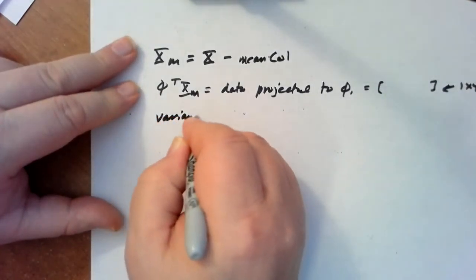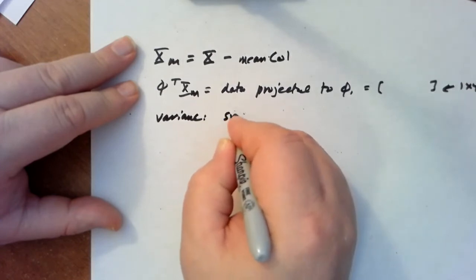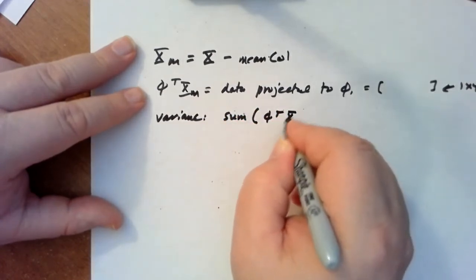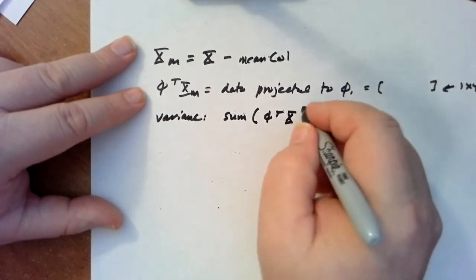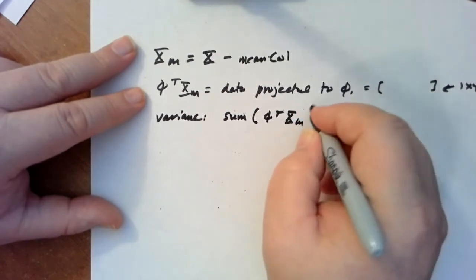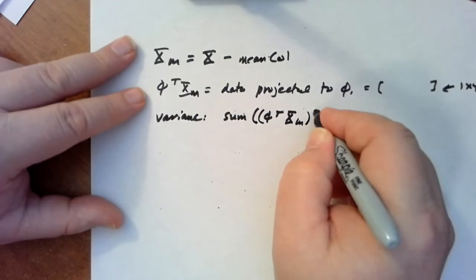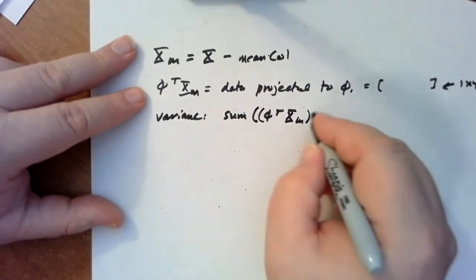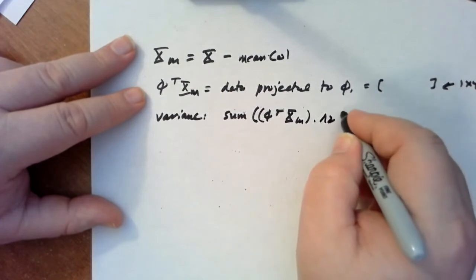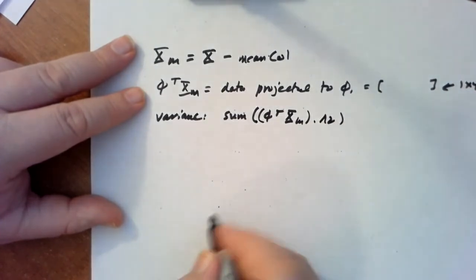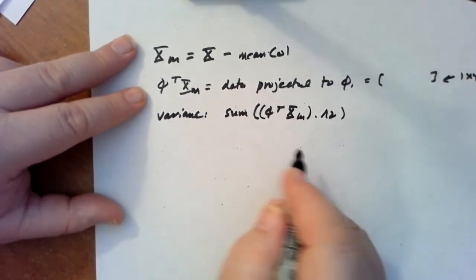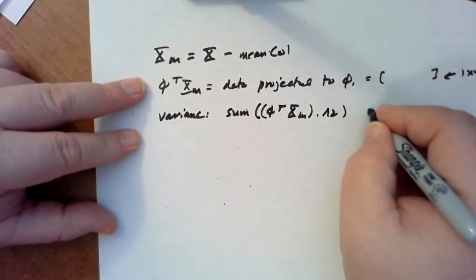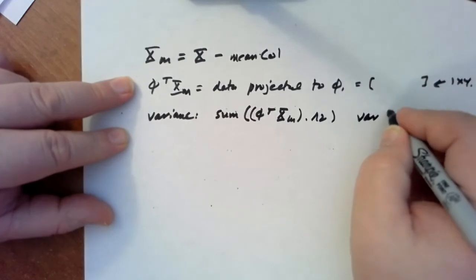The variance is going to be the sum of phi transpose x. Oh, I'm mixing my linear algebra notation and my MATLAB notation. Sorry about that. I'm going to square those values. That's what I'm trying to say. There we go. If you take the sum of the squares, that'll give you the variance. Of course, you could just take the variance too, I guess. That's no fun.